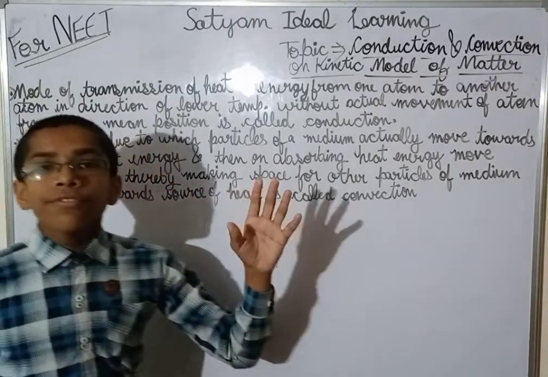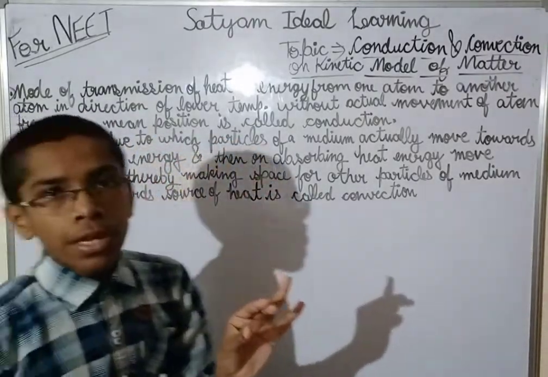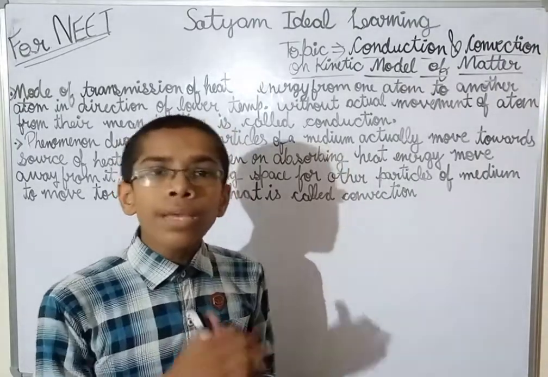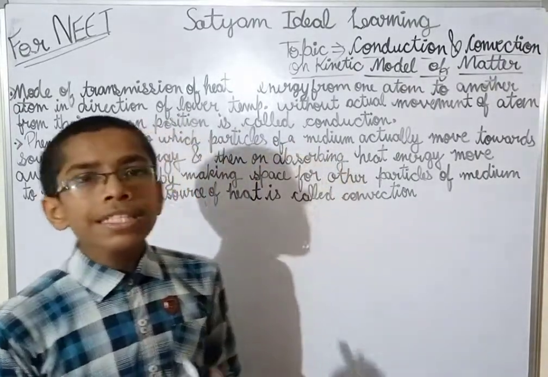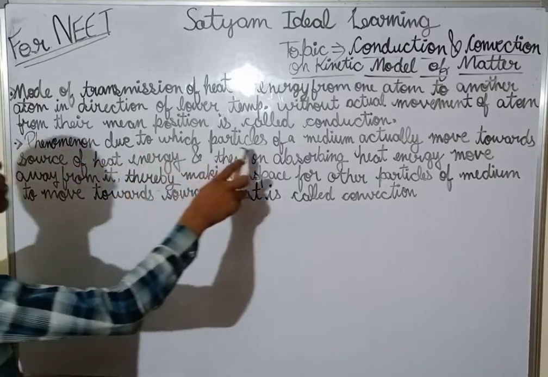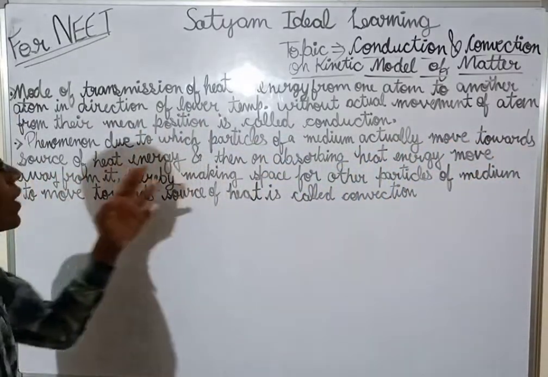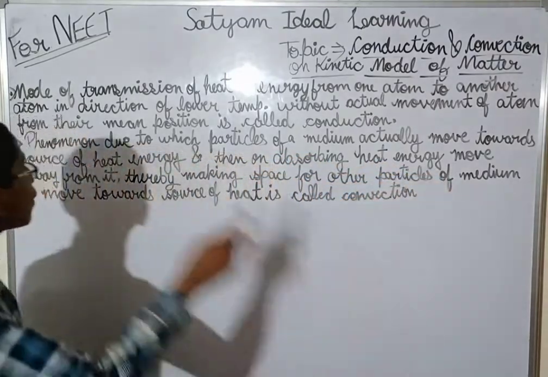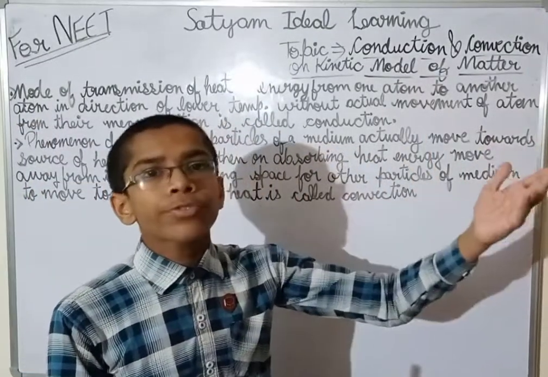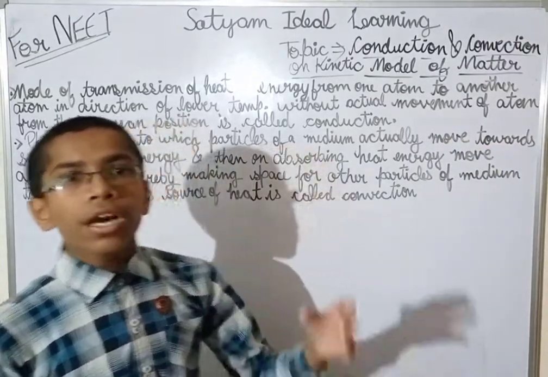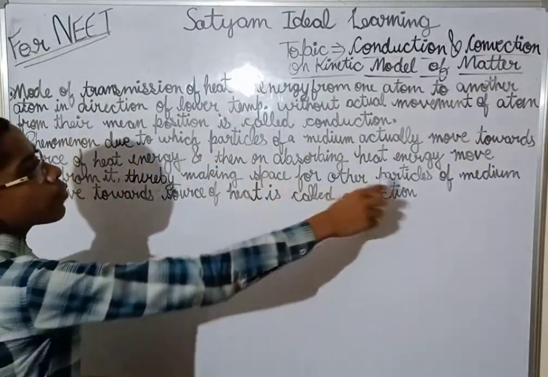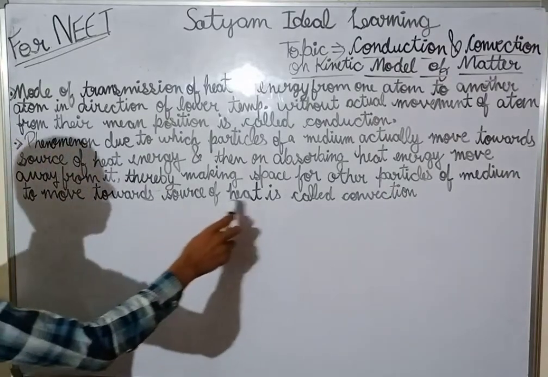It is the phenomenon in which particles of a medium go towards the source of heat energy, and on gaining the heat energy they move away from the source of heat energy. I am repeating the definition: the phenomenon due to which particles of a medium actually move towards the source of heat energy, and on absorbing the heat energy move away from it, thereby making space. And when the space has been created, other particles from the colder region will come to equalize the pressure, making space for other particles of the medium to move towards the source of heat. This is called convection.